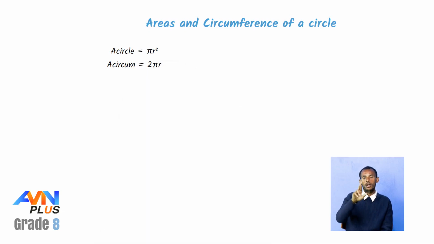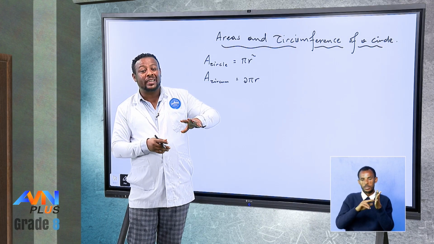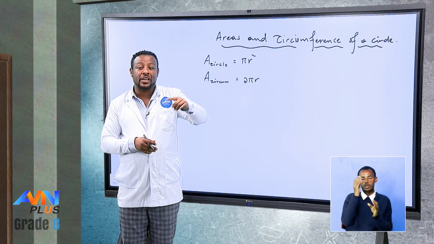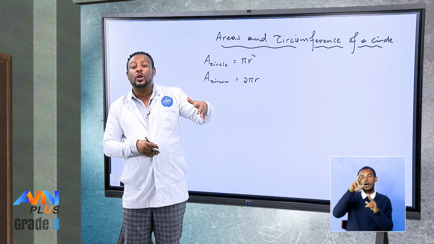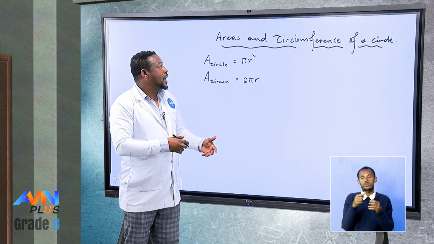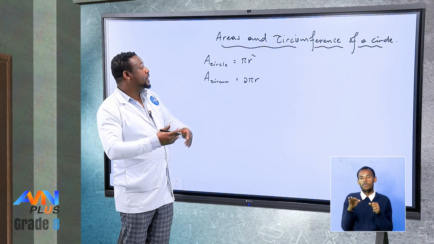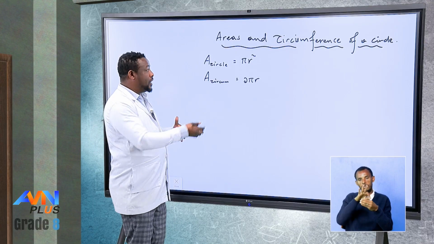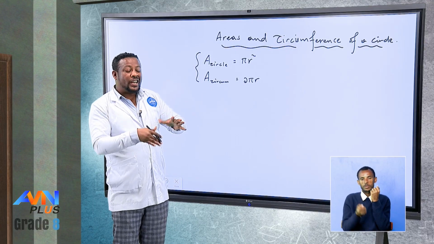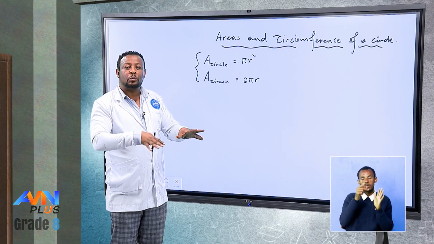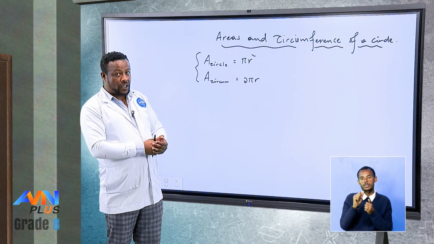Okay, 2 pi r is the formula that we use to calculate the circumference of a circle, and pi r square is the formula that we use to calculate the area of a circle. So knowing these two is very important. So based on this formula, let's see two examples, then we proceed to the next point of discussion.